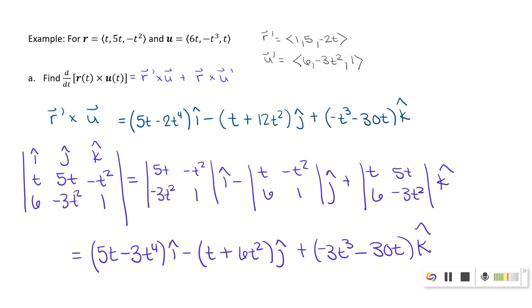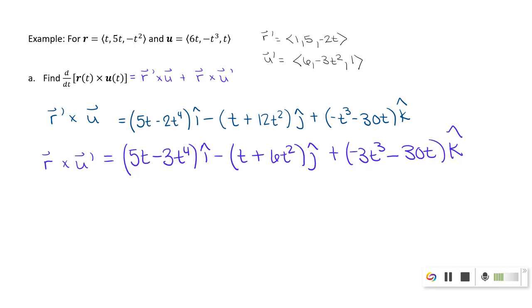And then I can go through and do the same process. So top left times bottom right: 5t minus 3t to the fourth for my i component. The j component would be minus, and then t plus 6t squared. And finally, my k component, negative 3t to the third minus 30t. And so let me make some room, erase that, and write that down. So we've figured out r cross u prime is that vector valued function.